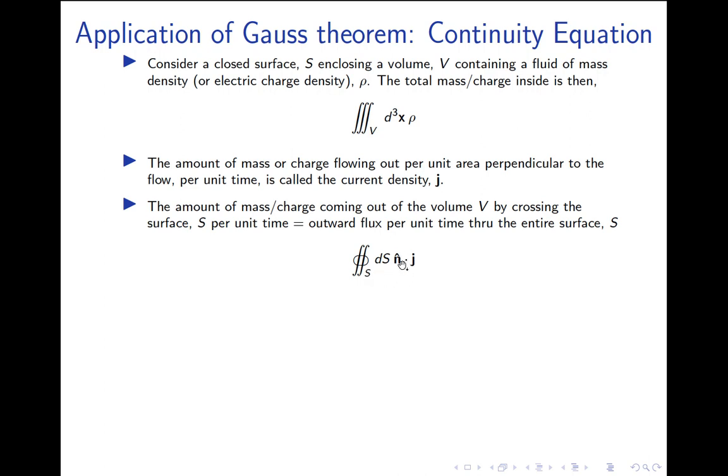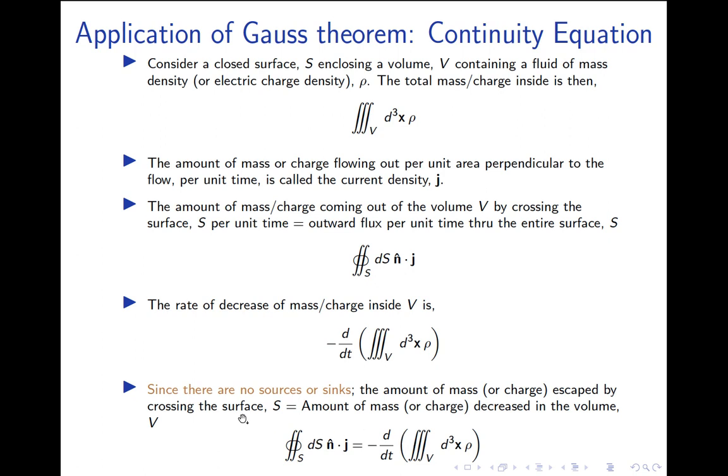This is the amount of flux which is outward flux, because N is the outward normal. So this gives you the outward flux. So this is the amount of charge which is escaping per unit time, or amount of mass which is escaping per unit time. But then this escaping of mass should lead to reduction of the charge or mass inside, and that is of course the rate of change, d/dt, of the total charge.